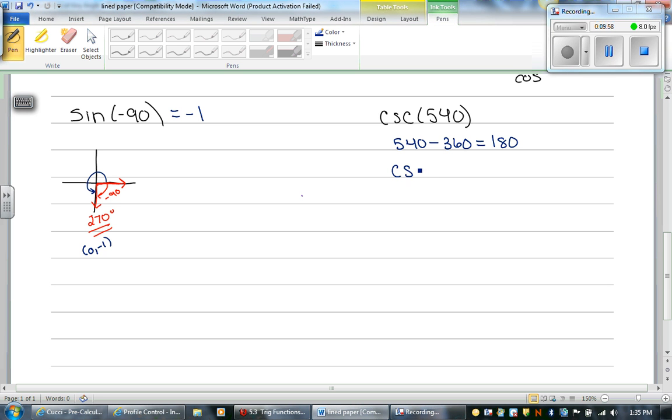So cosecant of 180 is going to be the same as cosecant of 540. Again, here's 180 degrees. Here's my initial, here's my terminal. It's going to go from here to here. This is the point (-1, 0). Cosecant is 1 over sine. Sine at 180 degrees is 0. So 1 divided by 0, we know, is undefined. That means cosecant of 540 is undefined.